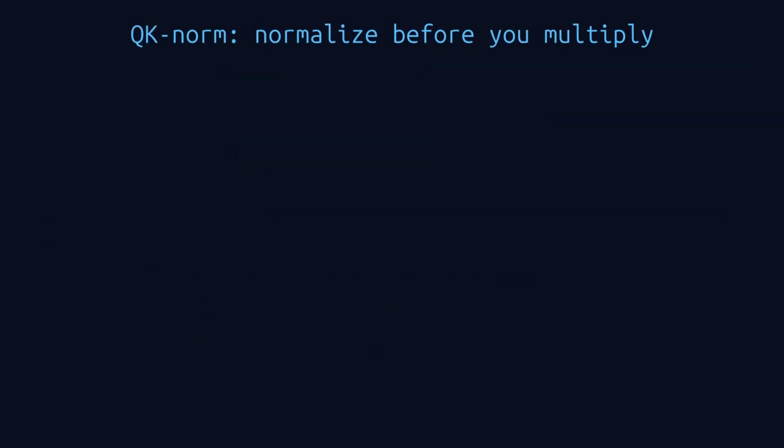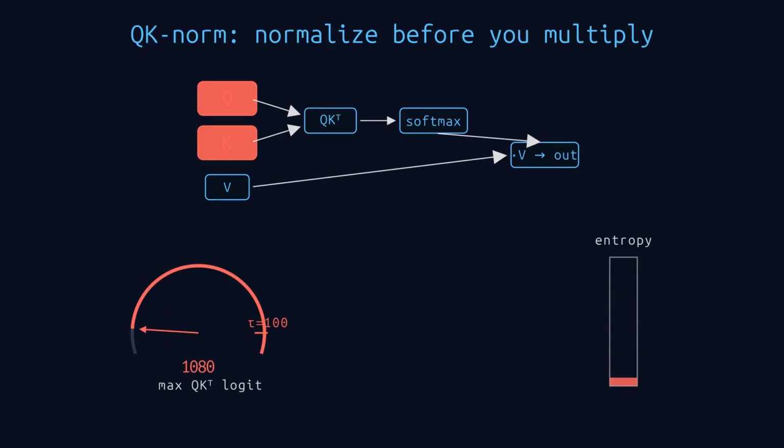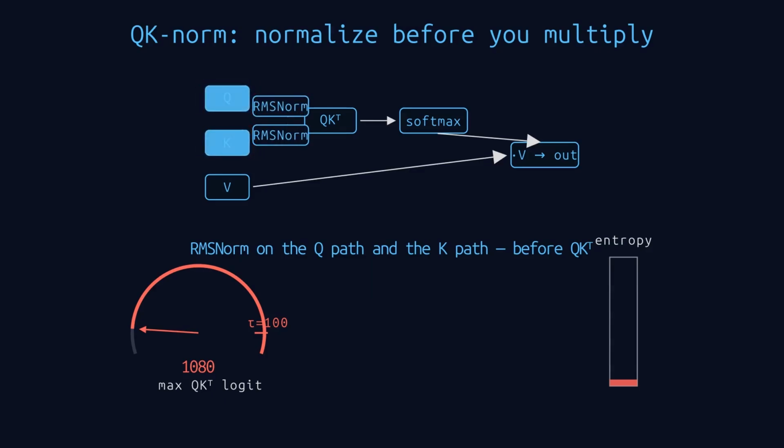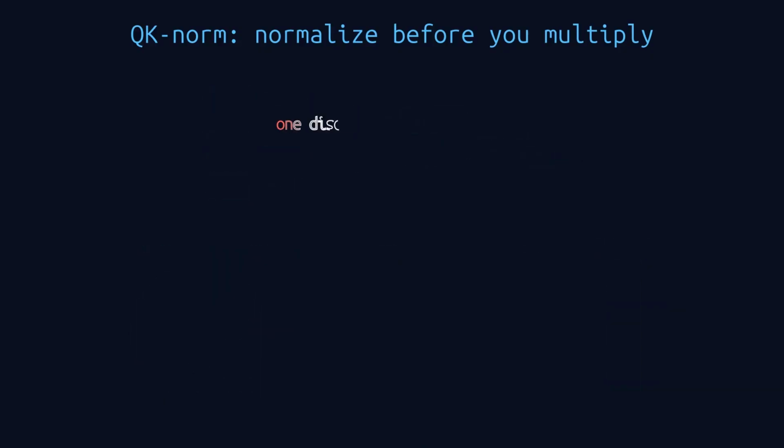The cure is to normalize the query and key vectors before you ever multiply them. Drop a small RMSNorm onto the Q path and the K path right before the dot product. Now their magnitudes are bounded by construction, so the logits can't run away. Watch the gauge fall back under the red line, the softmax relax, and the entropy recover. That's QK-norm.